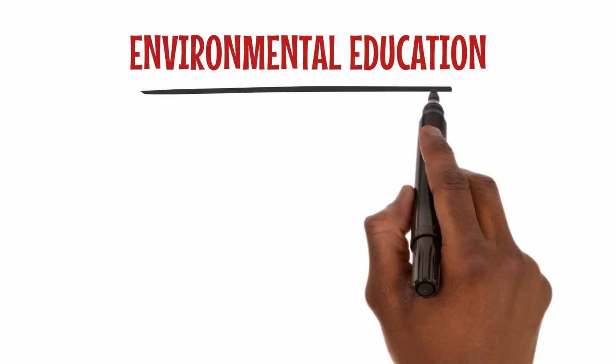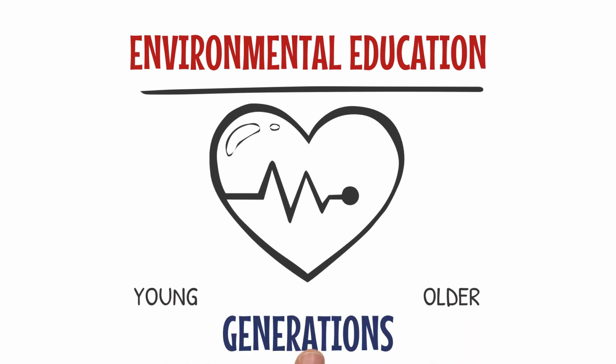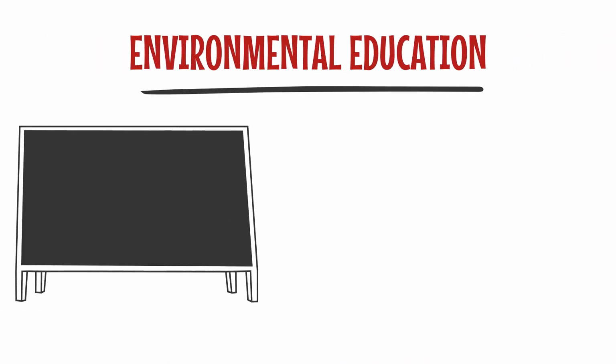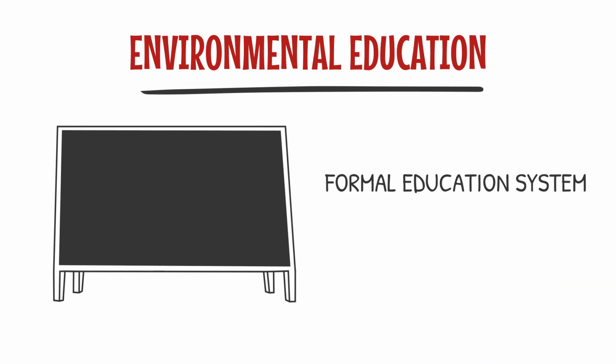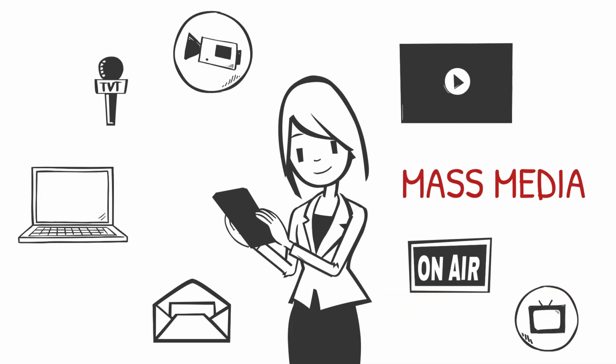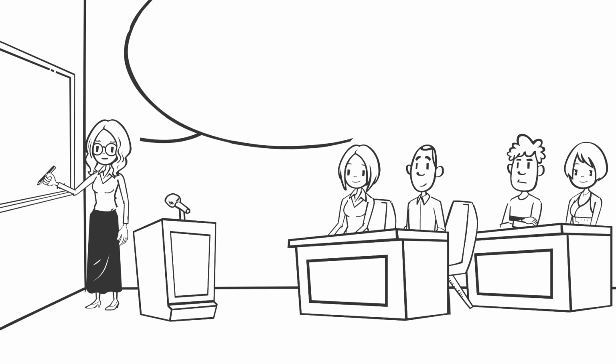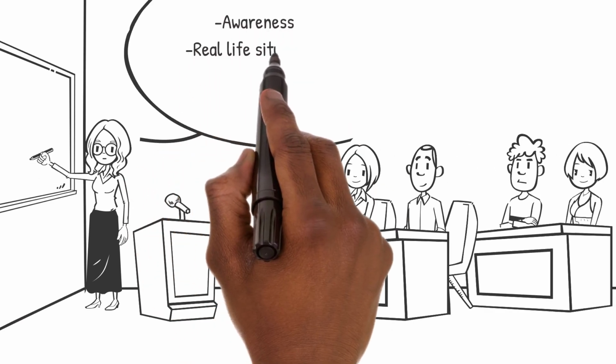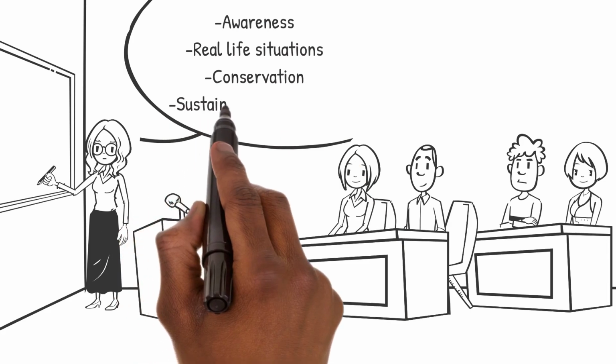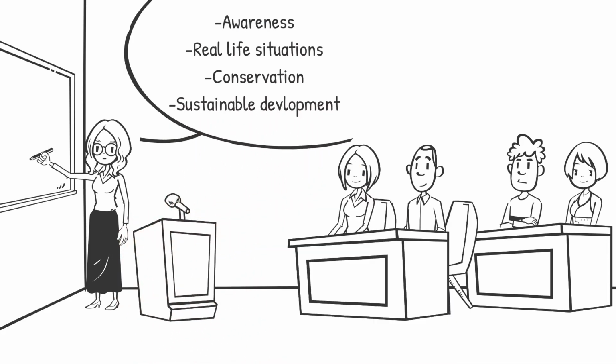Environmental education is vital for both young and older generations. It spans from formal education systems to non-formal channels like mass media. At the school level, education about the environment includes awareness, real-life situations, conservation, and sustainable development.